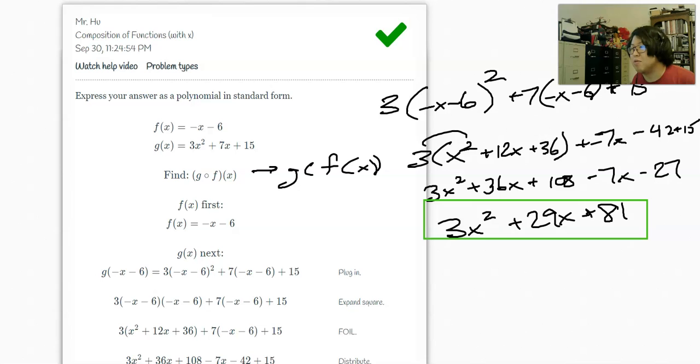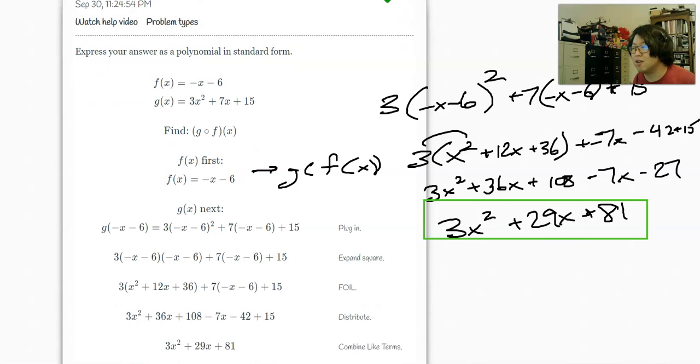Okay, they say find g of f of x. F of x is first because it's on the inside, and then you put everything inside. They even have the little format here where it's g of whatever your f is. Okay, so if that helps you remember that too, you can use that as well to figure out what am I supposed to put in for x in the second one, or the one on the outside.